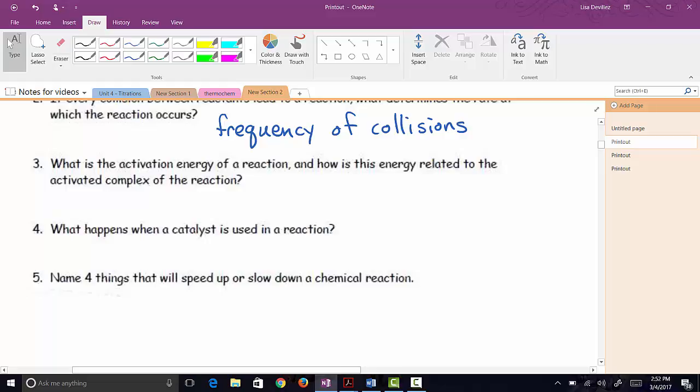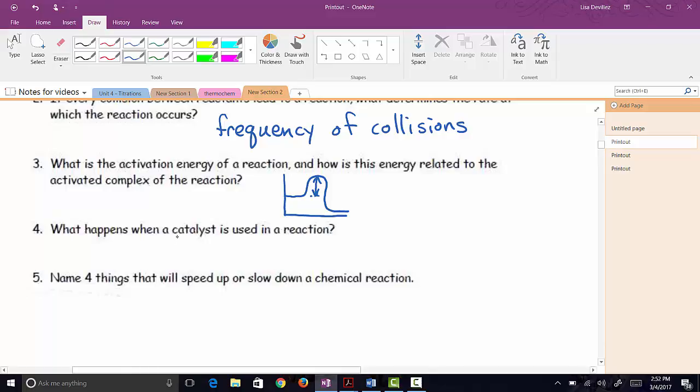So what is the activation energy of reaction, and how is this energy related to the activated complex? The activation energy, that is the energy needed to get the reaction started. That is the minimum energy that the collision has to have. So if we remember from our energy diagram, that's going to be this amount of energy right there. And so it's the energy that is required to create that activated complex so that the reaction can go forward.